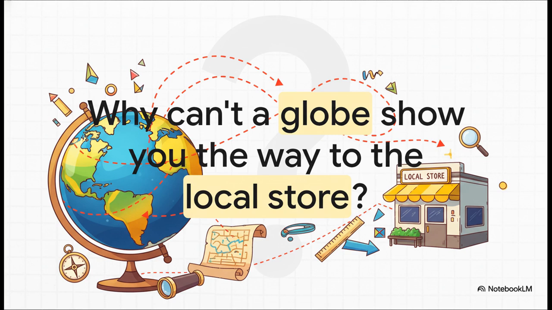Okay, so let's kick things off with a little puzzle. Why can't a globe, that perfect round model of the Earth, show you how to get to the corner store? I mean, it seems like it should be the ultimate map, right? But as you're about to see, its perfection is also its biggest problem. Here's the thing. A globe is fantastic for the big picture stuff. You want to see how continents and oceans relate to each other in their true spherical form? A globe is your best friend. But trying to zoom in on your town, or even just your neighborhood, it just doesn't work.